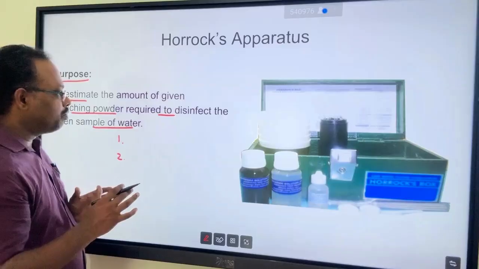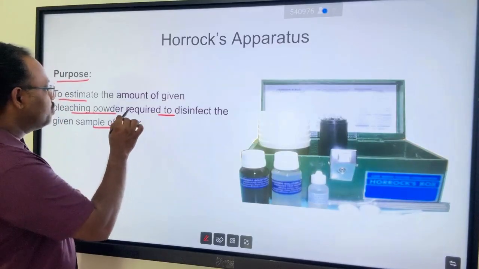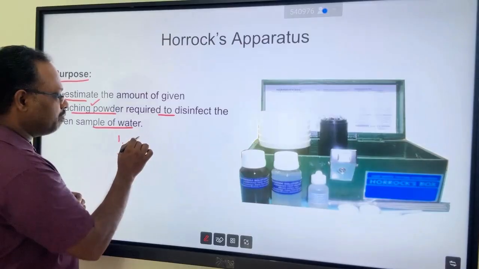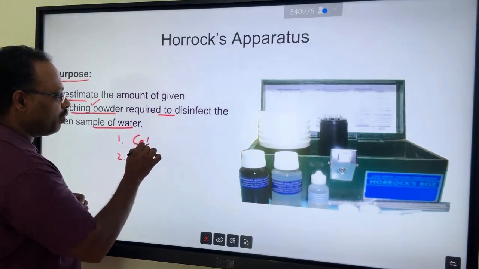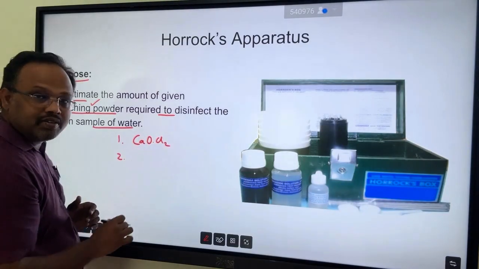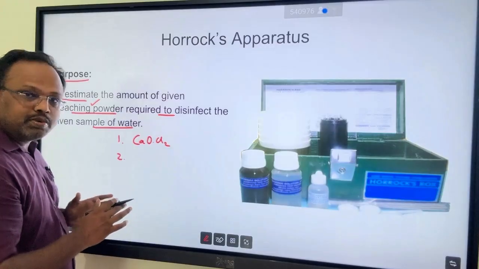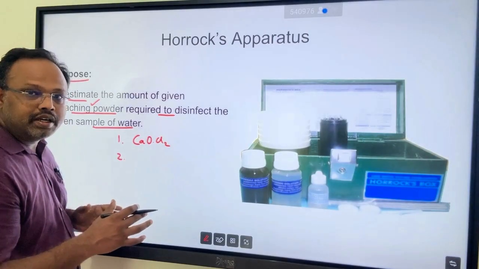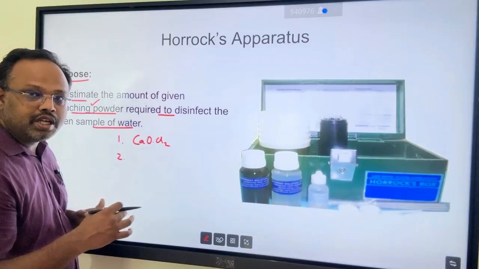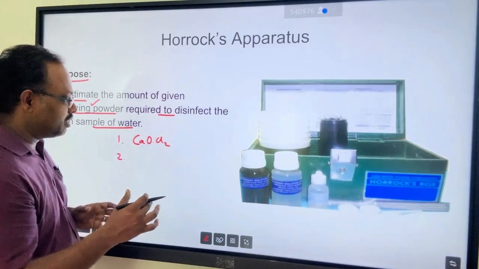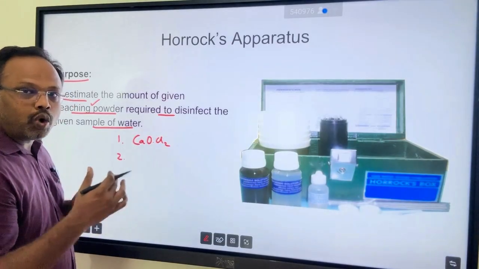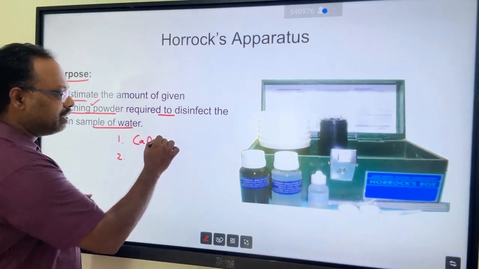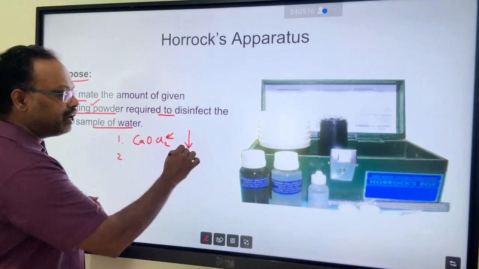When it comes to the concept of chlorination, we use bleaching powder as the main source of chlorine. Bleaching powder is nothing but your chlorinated lime. This bleaching powder releases or loses its chlorine content when it is exposed to humidity, air, sunlight, etc. So as time goes on, the quality of bleaching powder also reduces. The chlorine content in bleaching powder will reduce over time.